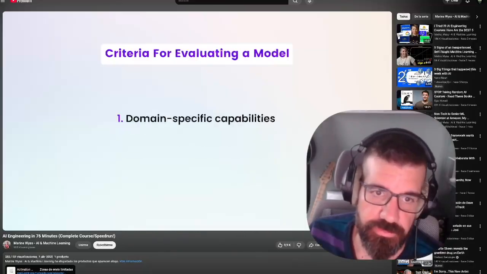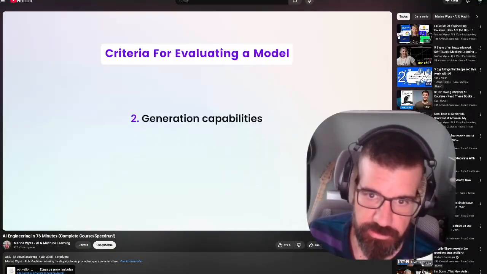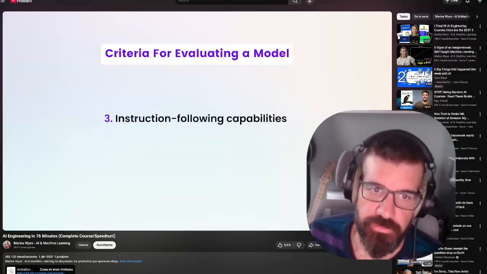First, domain-specific capabilities. How well does the model understand your specific domain? For example, if you're summarizing legal documents, how well does it understand legal terminology? Second, general capabilities. How coherent, faithful, or factually consistent are the outputs? Third, instruction following capabilities. Does the model follow the format and structure you requested? And fourth, cost and latency. How expensive is the model to run, and how quickly does it respond?